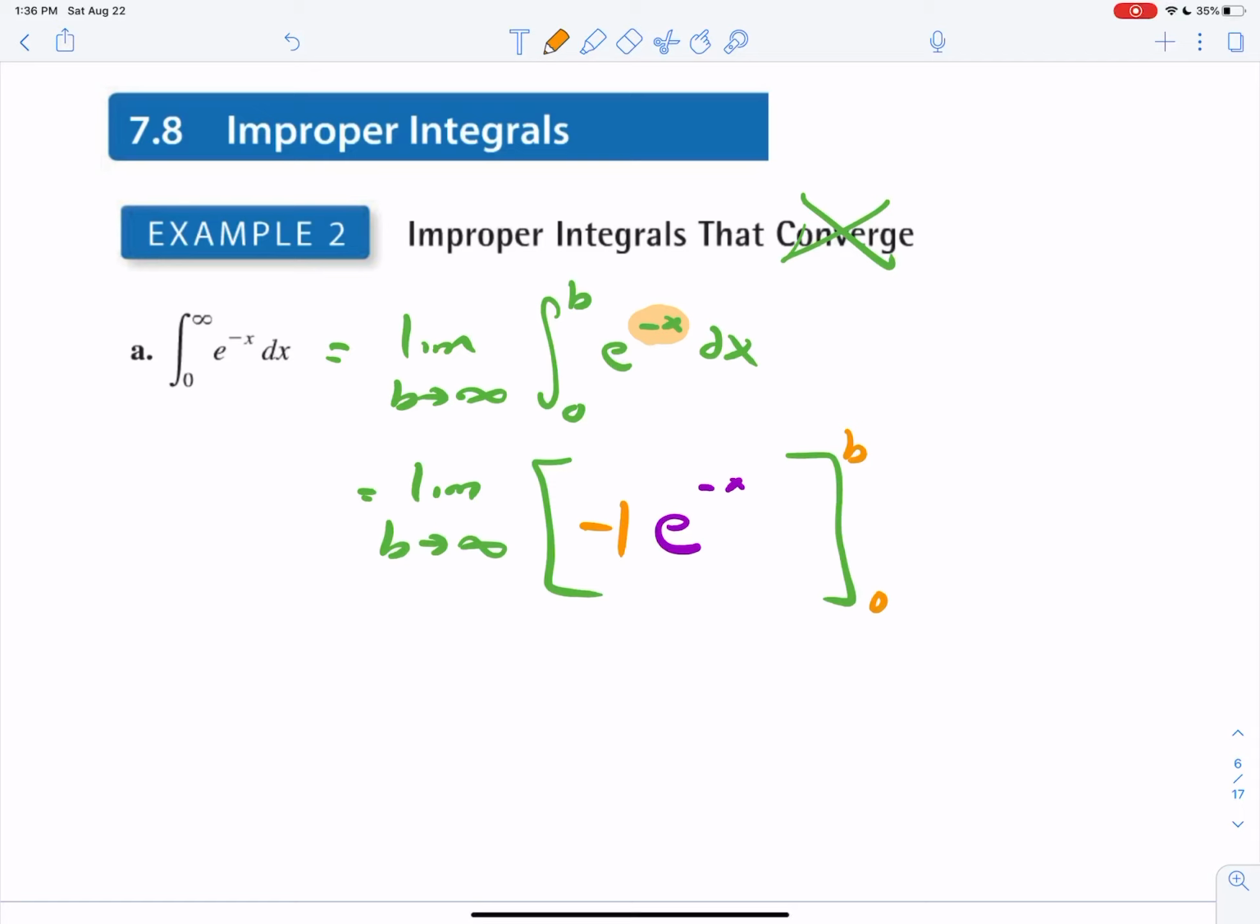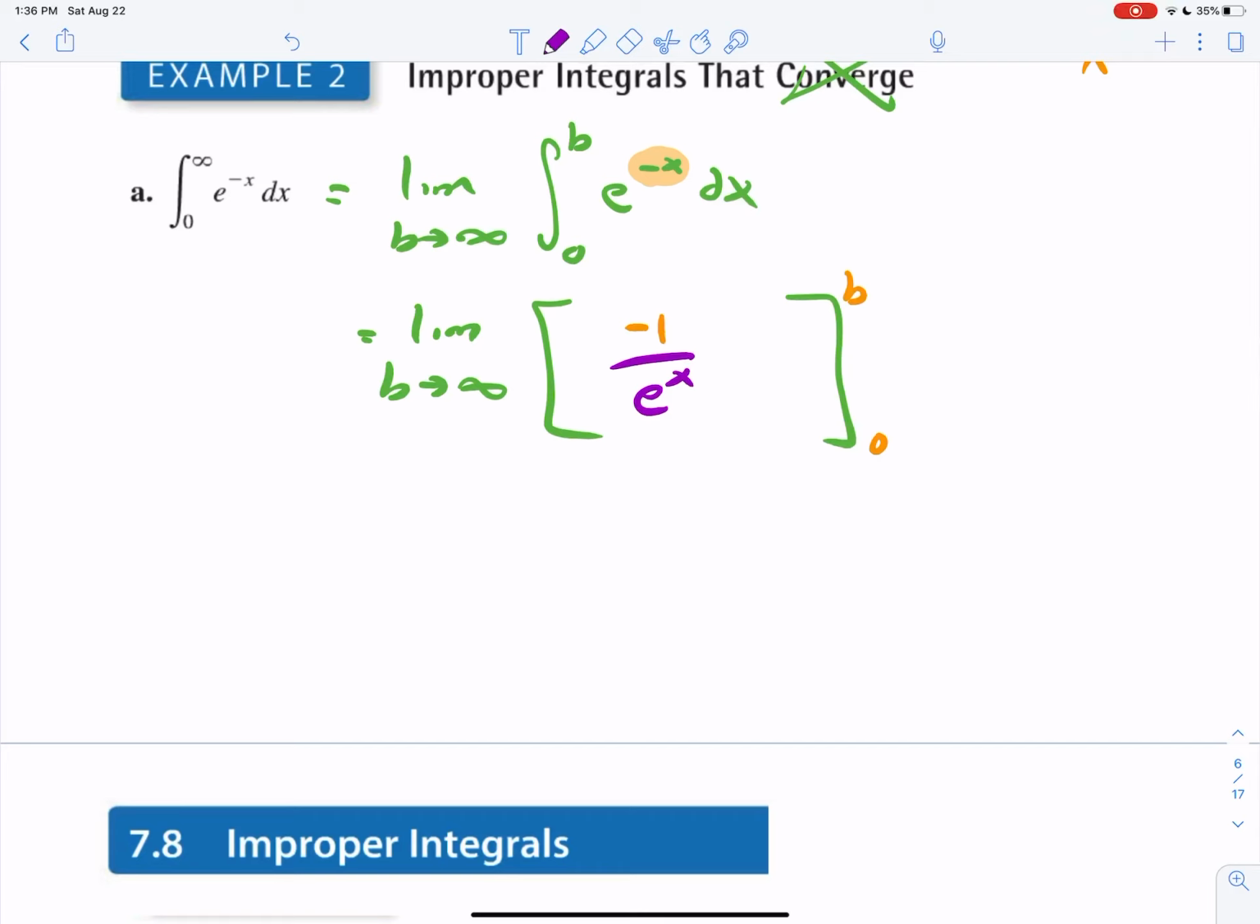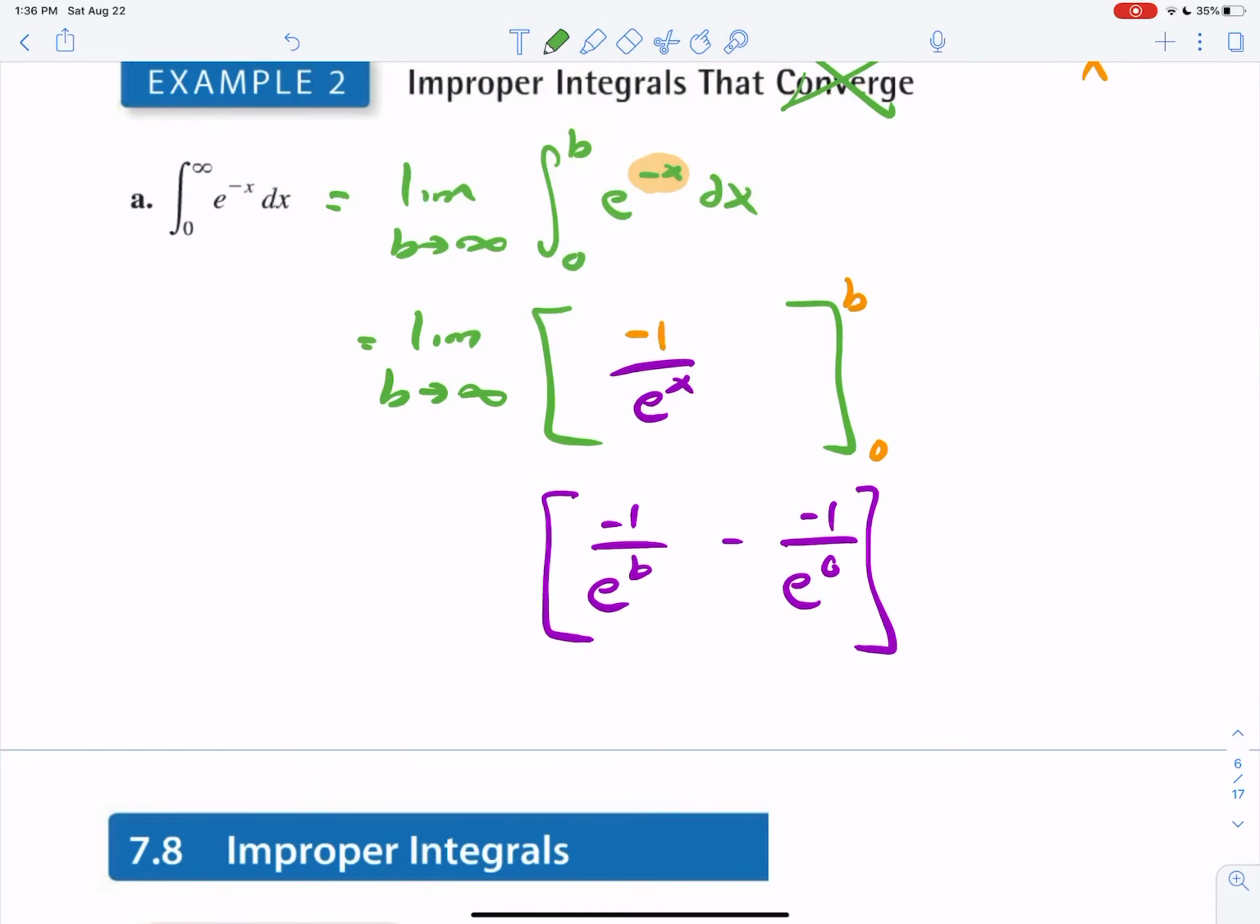Now, if you guys remember, when you have something raised to a negative exponent, you could rewrite it as a fraction. So remember that x to -2 is the same thing as 1 over x squared. We're going to use the same logic here. So -1 e to the negative x, just to save space, is going to be -1 over e to the x. Okay? So let me plug in my upper minus my lower. So -1 over e to the b minus -1 over e to the 0. And then I'll bring down my limit because I didn't take the limit just yet.